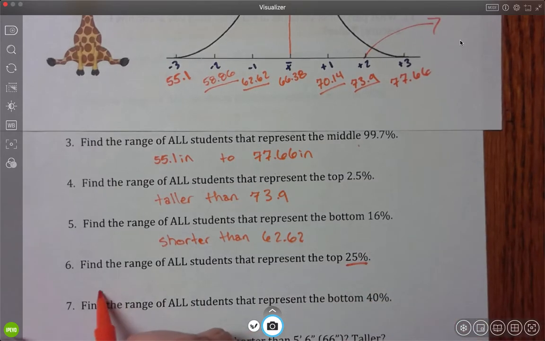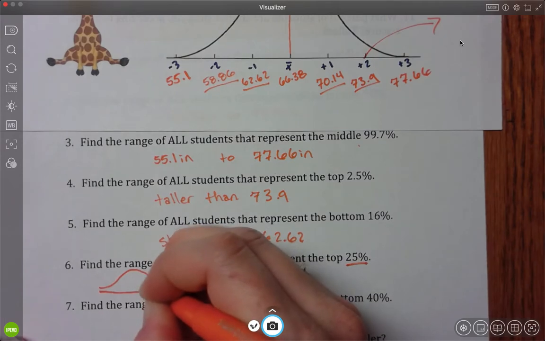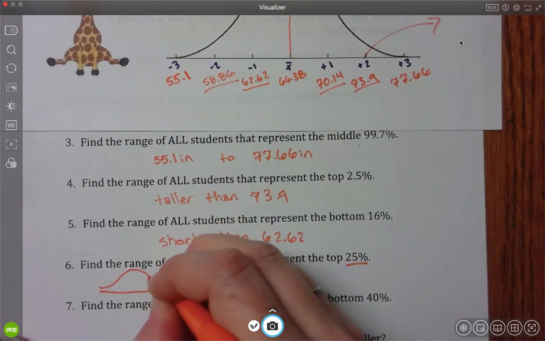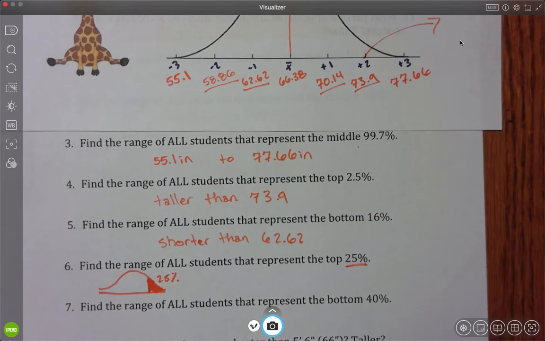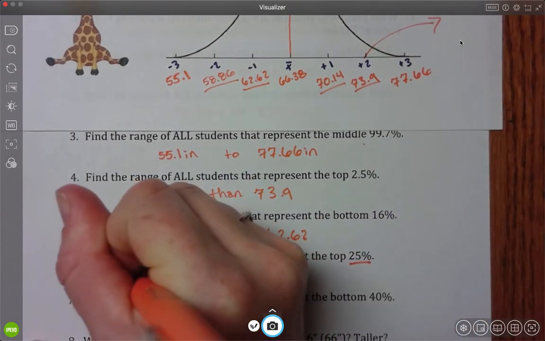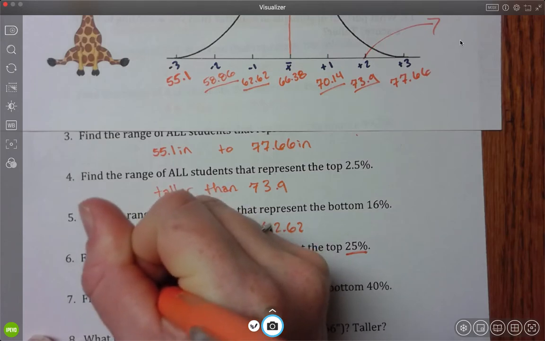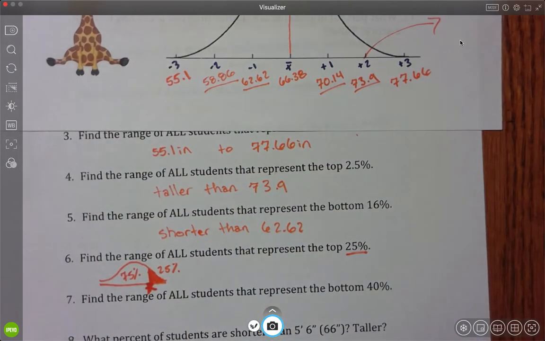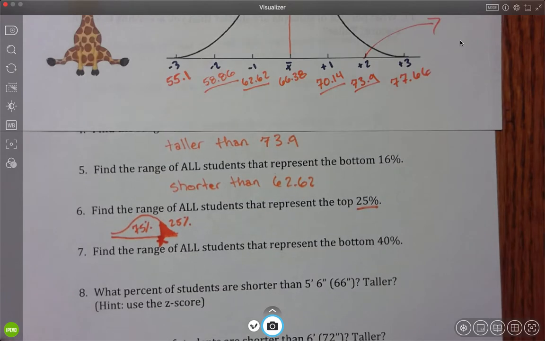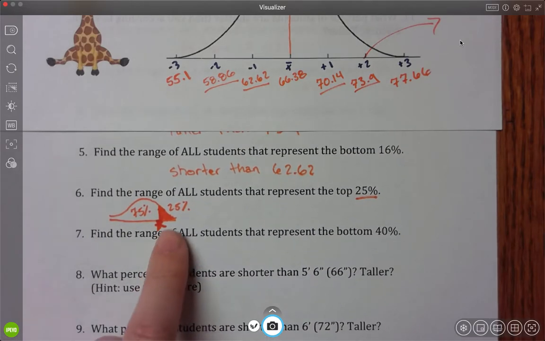Top 25%. So what I'm saying here is that top 25% means that 25% of all people live here, which means 75% are below. So I want to know what this person is right here in order to figure out what that height is. Okay, find the range of all students, top 25%.